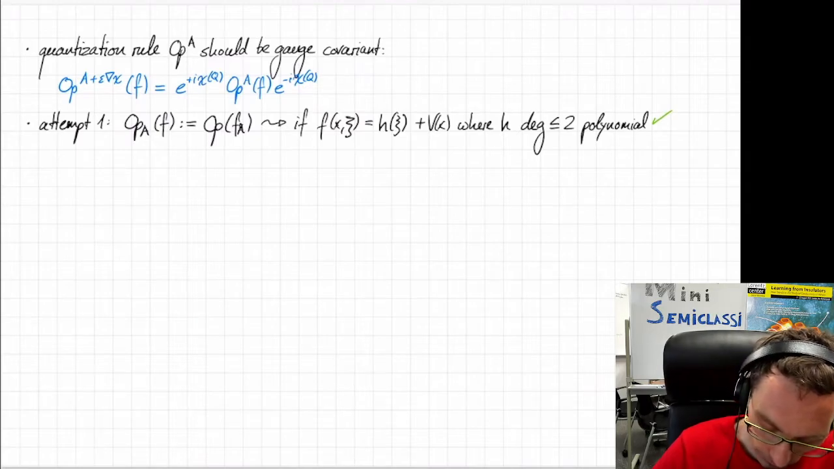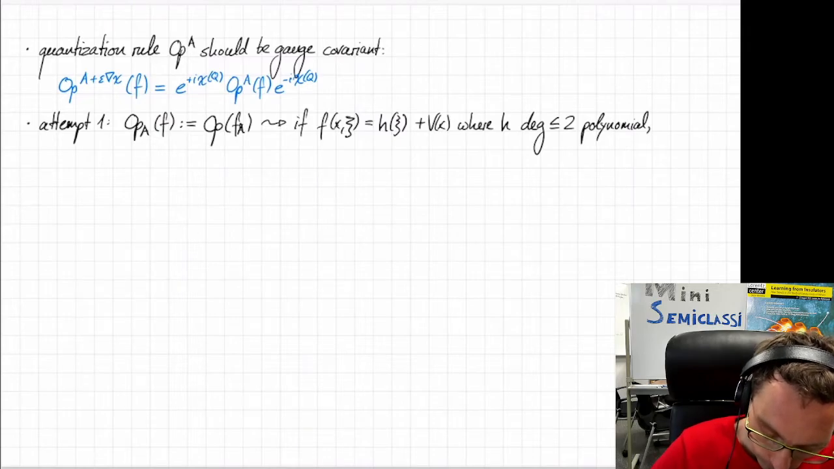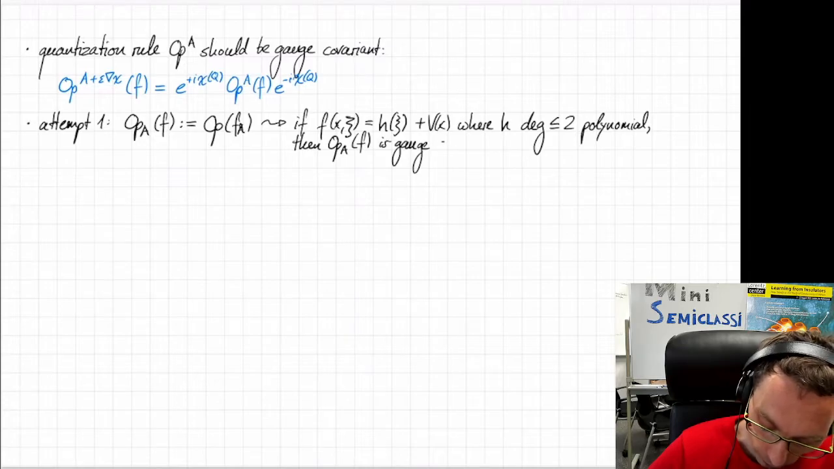But, and this is the downside, if it does not have this nice form, it is not gauge covariant. So that's why people didn't notice earlier, I guess.